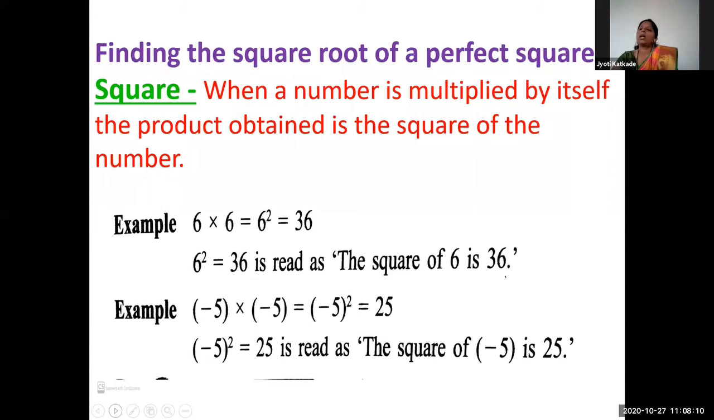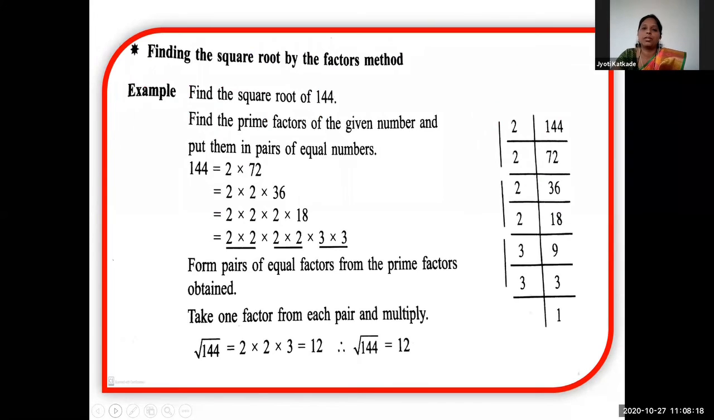Now see how we can find the square root. Next, how we can find the square root of a perfect square. See which is the method: finding the square root by the factor method. And when we learned the topic LCM, HCF, we learned there how to find the factors. Okay, find the square root of 144. Find the prime factors of the given number and put them in pairs of equal numbers.